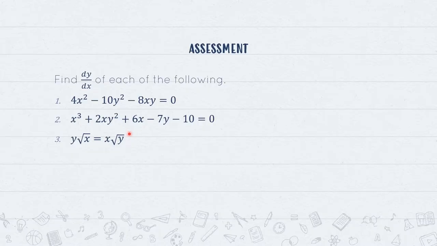For the assessment, we have find dy over dx of each of the following. For number 1, we have 4x squared minus 10y squared minus 8xy that is equals to 0. For number 2, we have x cubed plus 2xy squared plus 6x minus 7y minus 10 that is equals to 0. And lastly, we have y times square root of x that is equals to x times square root of y.